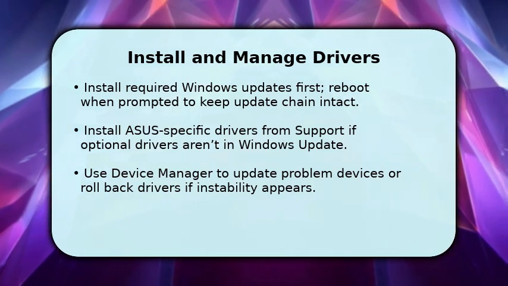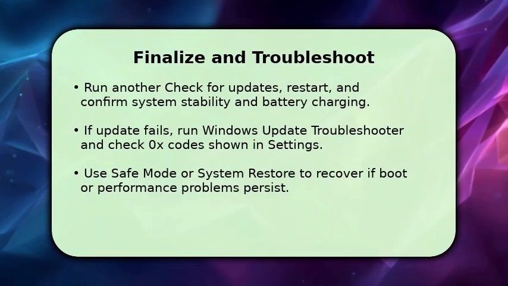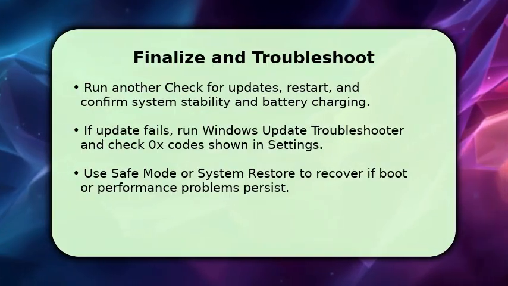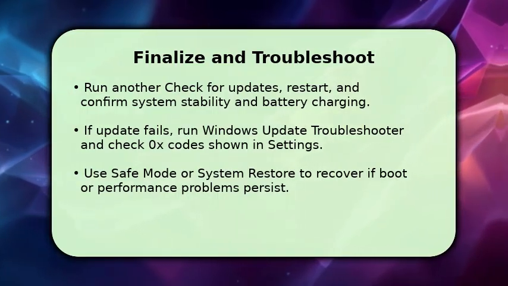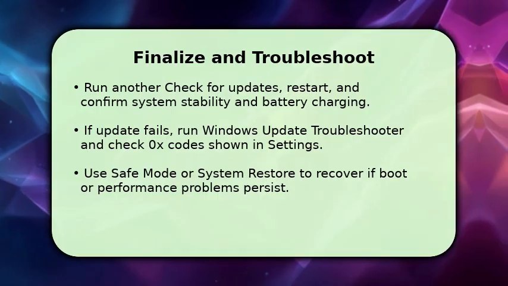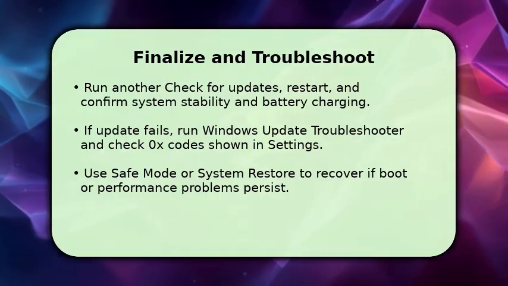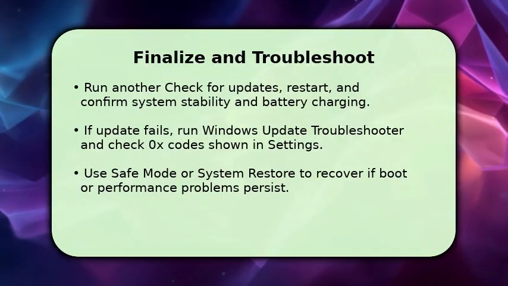You finish by running Check for updates again, restarting to apply remaining patches, and verifying the laptop boots, charges, and performs normally. If updates fail, run the built-in Windows Update Troubleshooter. Note any error codes shown in Settings to guide next steps.